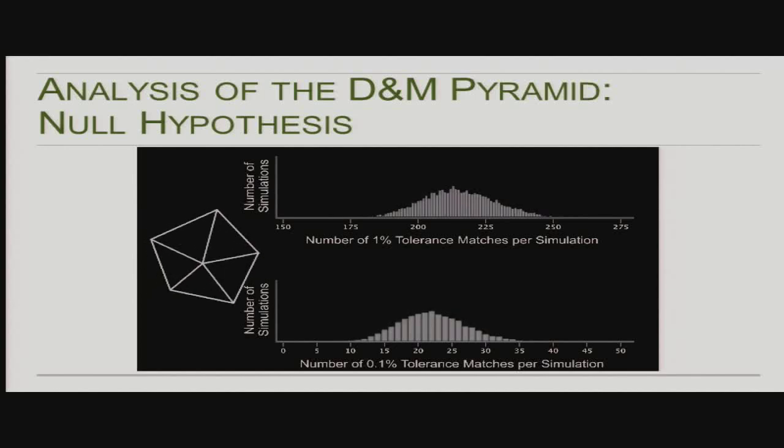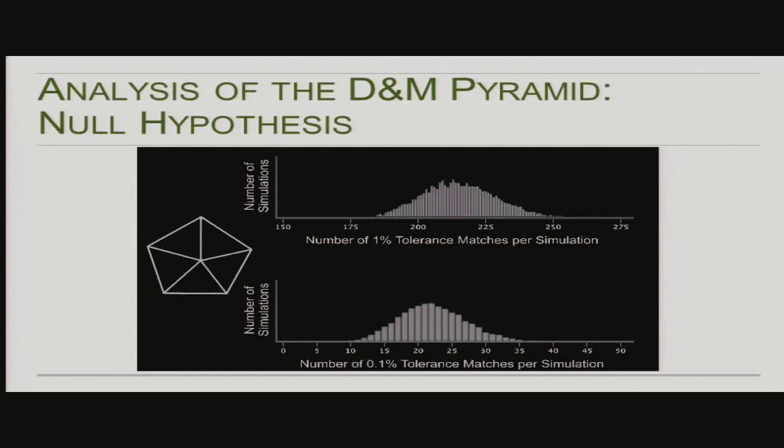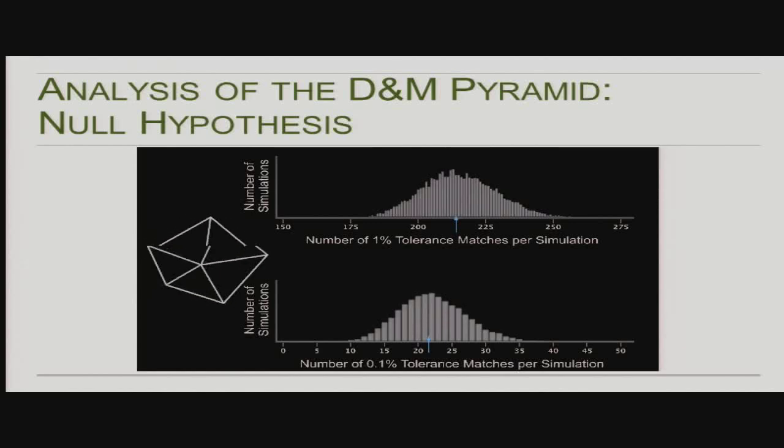In the top graph, you're seeing the number of those 735 possible important numbers. How many of them match the 94 allegedly important numbers that can appear in nature? In the bottom graph, you're seeing the same thing, but to 0.1% versus 1%. And what you're seeing is a buildup of these statistics, what you need to understand the null hypothesis, the null hypothesis being what you would expect from pure random chance.